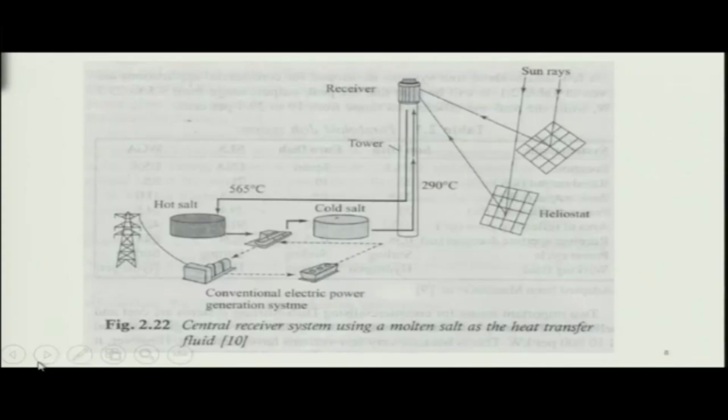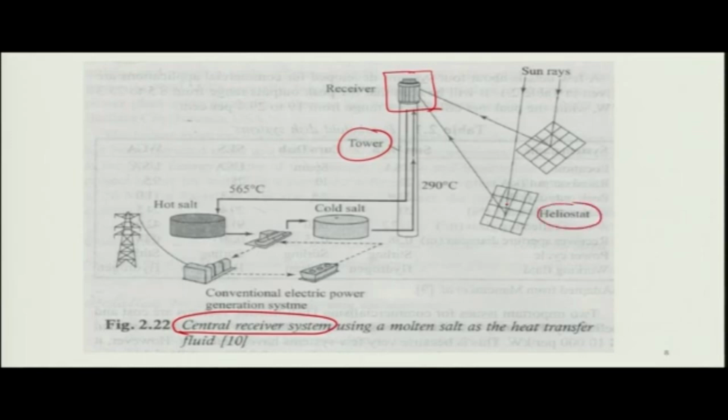Now, you can also have an even higher concentration by using this central receiver system. It puts the receiver on top of a tower. So, this is the tower and this is the receiver. And you place a lot of reflectors, which are called heliostats, all around that particular tower.